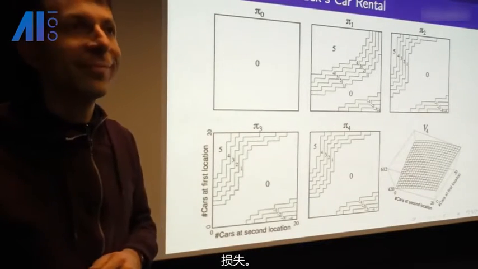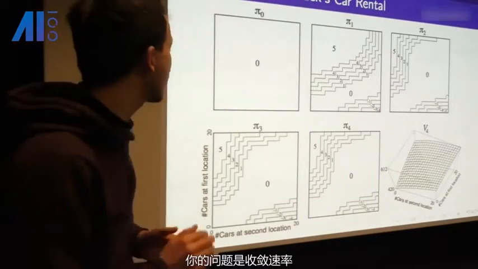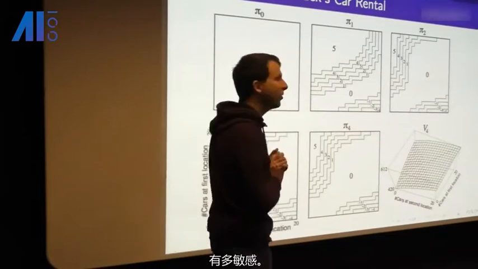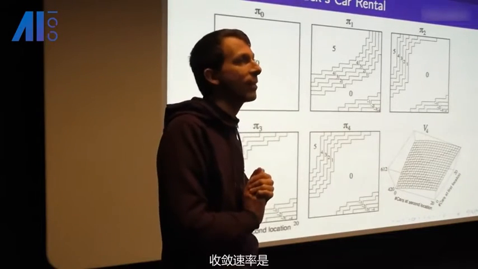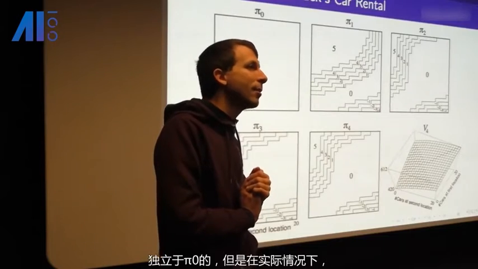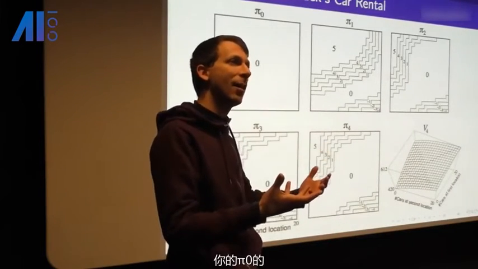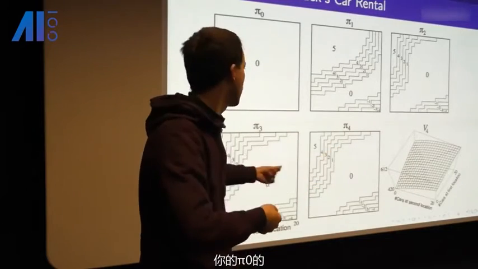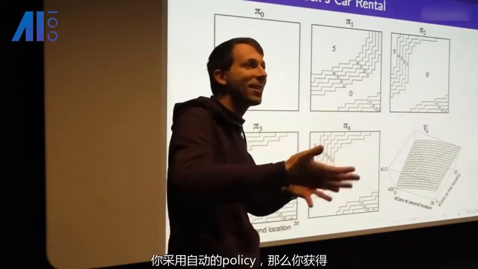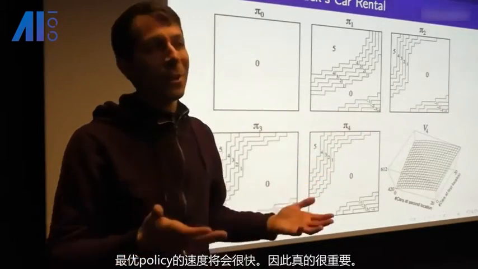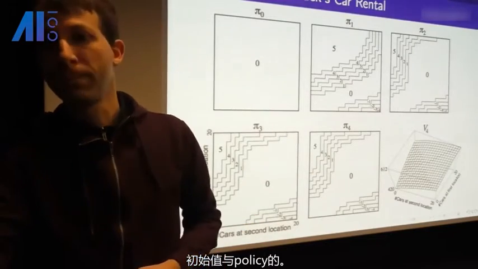Okay. Yeah. The question was, how sensitive is the convergence rate to pi zero? And we'll see later, at least for some of the algorithms, the convergence rate is independent of pi zero. But in practice, that doesn't fully answer the question, because your initial value may be way off, and your first policy may be way off. Clearly, if you start with the optimal policy, you'll get to the optimal policy faster. So it does matter, but the convergence rate is independent of the initial value and policy.